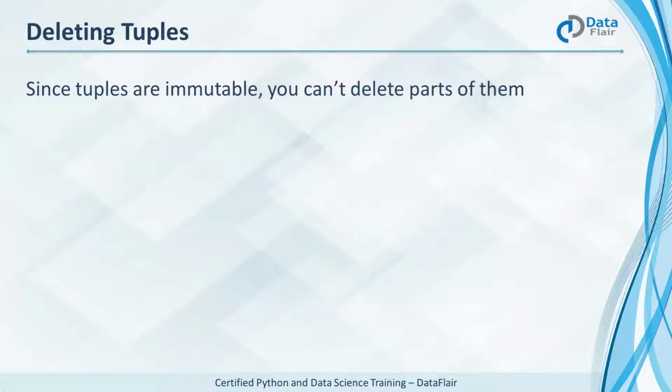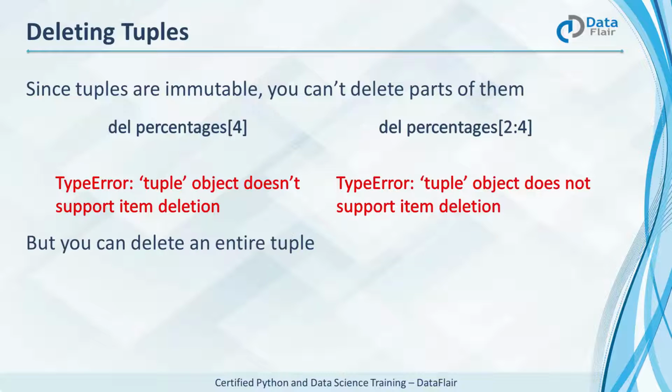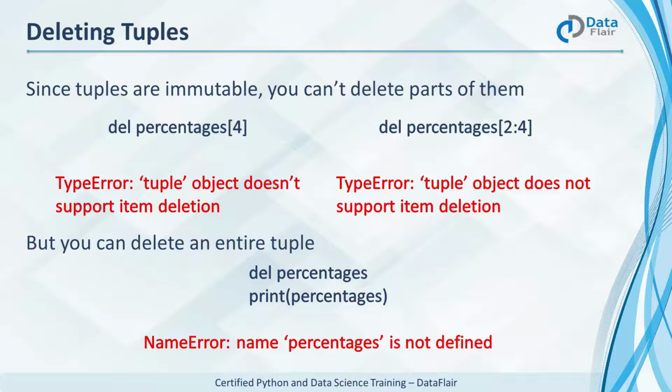Tuples are immutable, and so it isn't possible to delete parts of them. Delete the item at index 4, and it doesn't. Delete the slice 2 to 4, and it doesn't. But it is possible to delete an entire tuple. Delete percentages, and it no longer exists.